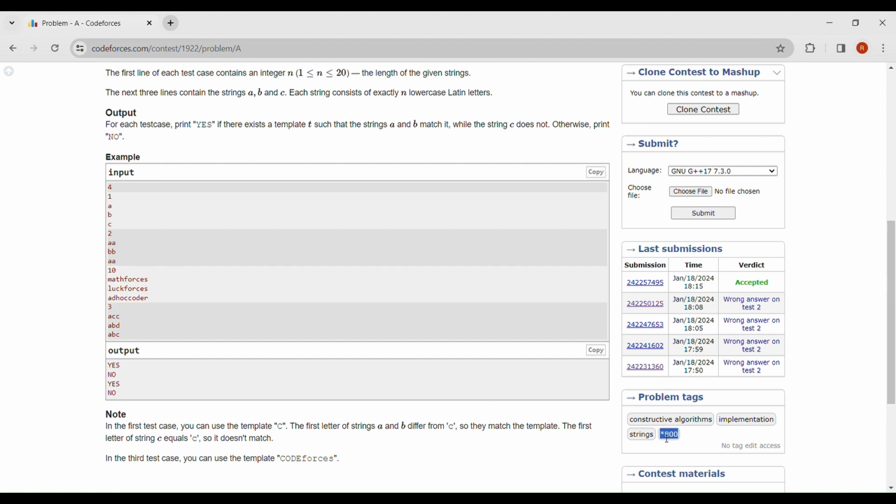It's an 800 rating question and it's constructive, but it took me a lot of time. This question took me around 45 minutes because of one single error which I missed. I will explain my solution. This is my accepted solution.